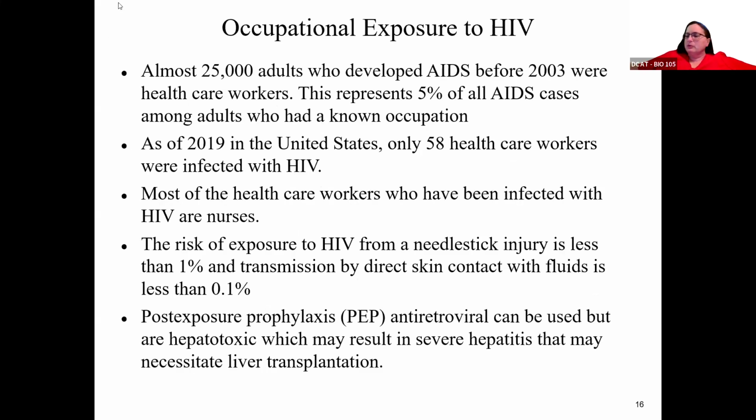So, occupational exposure to HIV. Almost 25,000 adults who developed AIDS before 2003, so that's 21 years ago, were healthcare workers, because at the time they didn't really know about the disease. They didn't know in the beginning how it was transferred. A lot of people acquired it before all the safety precautions were put in. This represented 5% of all AIDS cases among adults who had a known occupation.